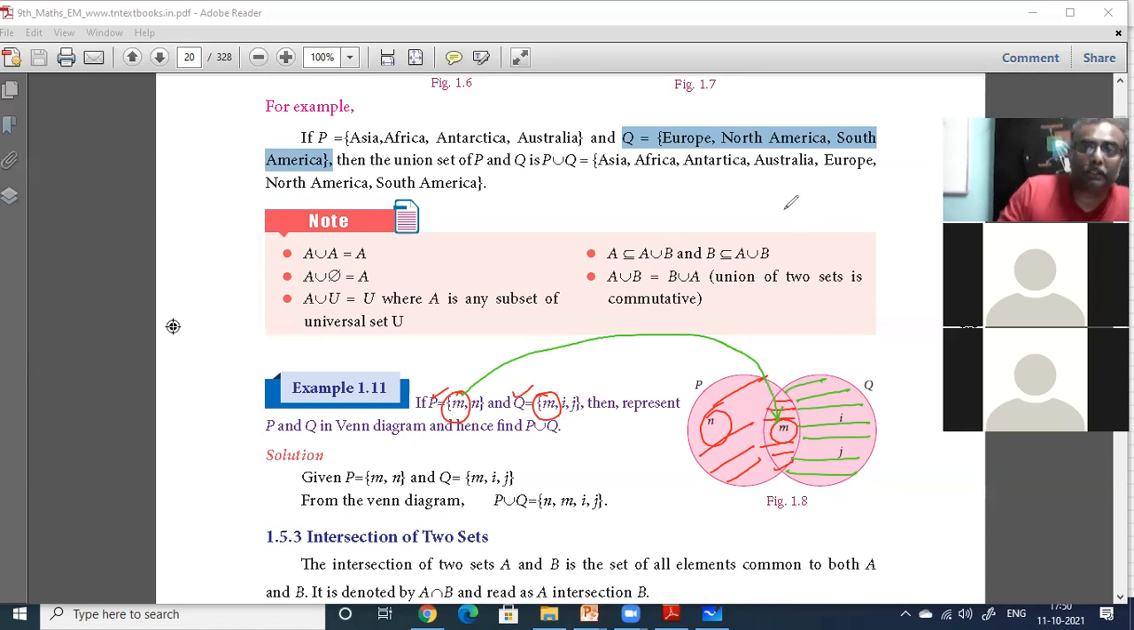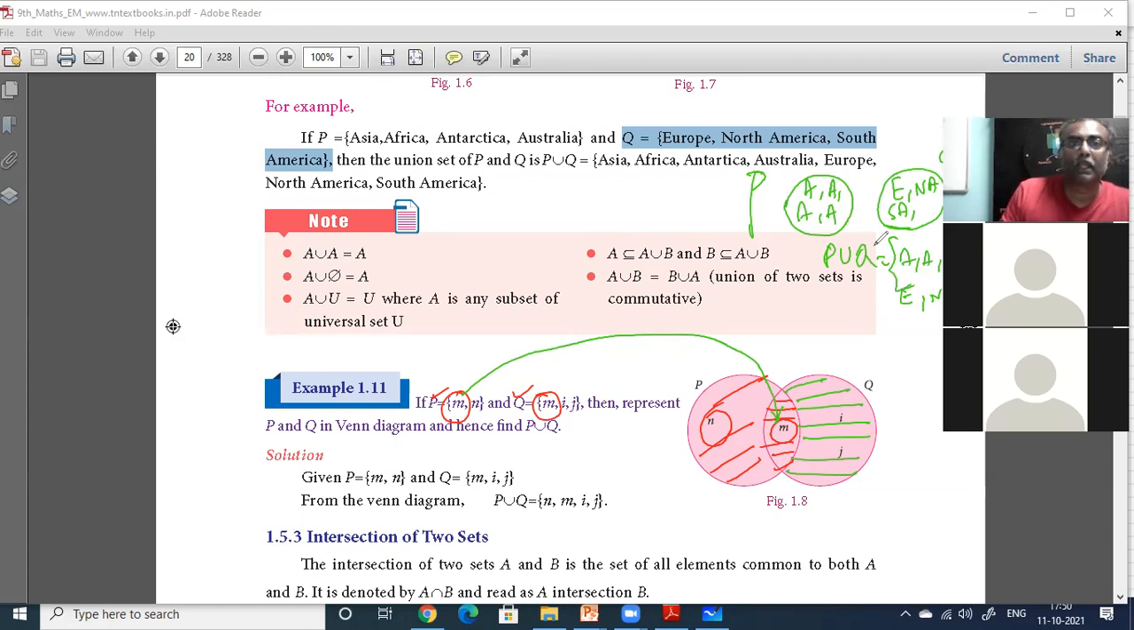If they are disjoint sets, you should draw like this. This is P, this is Q. Inside P, you put Asia, Africa, Antarctica, Australia. Inside Q, you put Europe, North America, South America. Nothing is overlapping. So there are 7 elements in the union. P union Q is Asia, Africa, Antarctica, Australia, Europe, North America, South America. That's the total set.